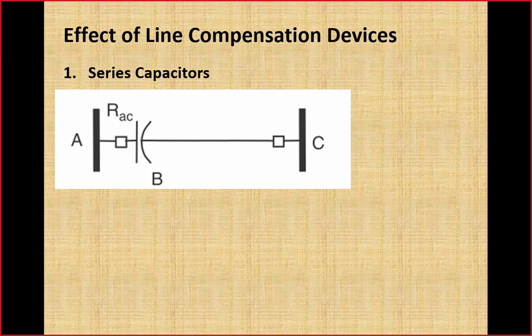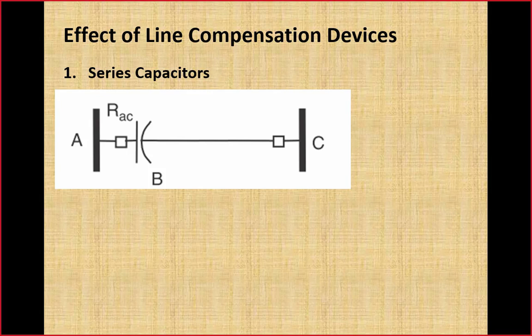Due to this reason, capacitors are normally installed at one end of the line, either at the start at substation A or at substation C. Here on this line A to C, this capacitor has been installed at substation A, where we have installed relay RAC as well. So this relay RAC is a distance relay.